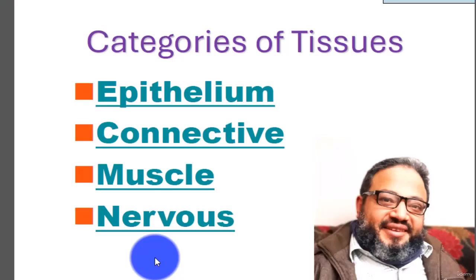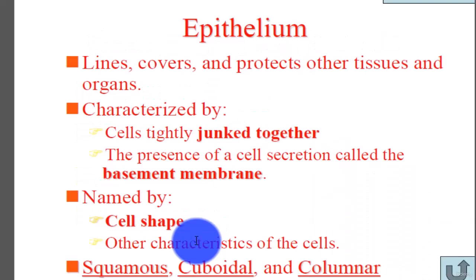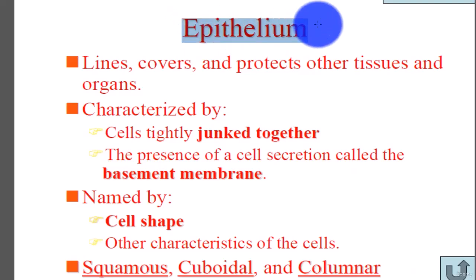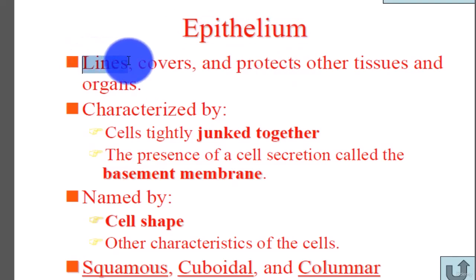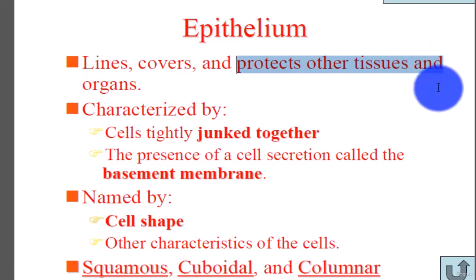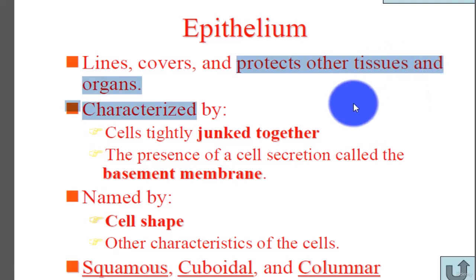Categories of tissues: epithelium, connective tissue, muscle, and nervous tissue. Epithelium lines, covers, and protects other tissues and organs.